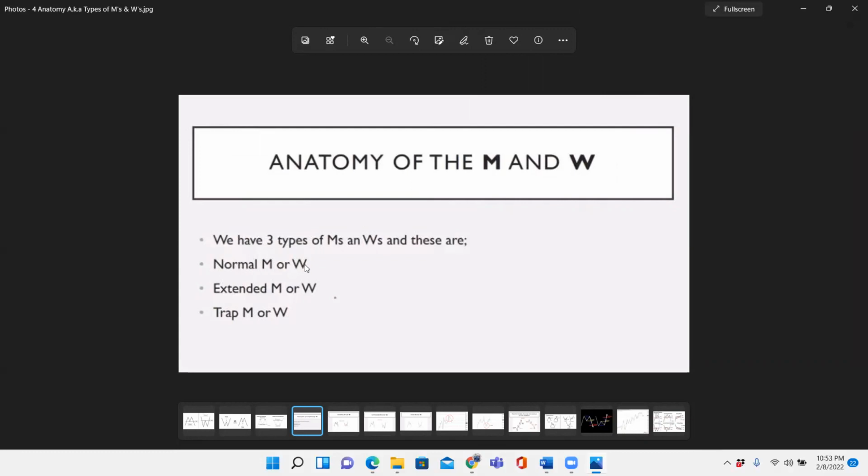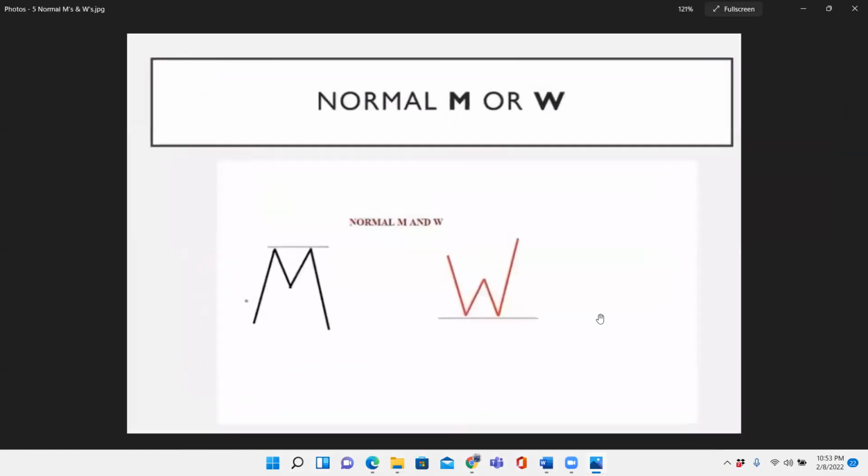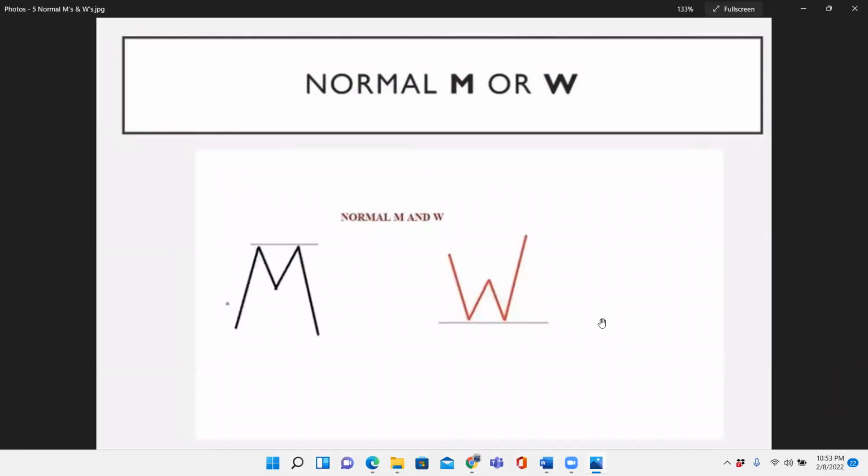We have the normal M and W, we have the extended M and W, we have the trap M and W. So let's see some examples of that. This is the normal M and W. Looks like a normal M and W. That's why it's normal. We have the peaks, which are even with each other. We have the valleys, which are even with each other. So it looks like a normal standard M and W.